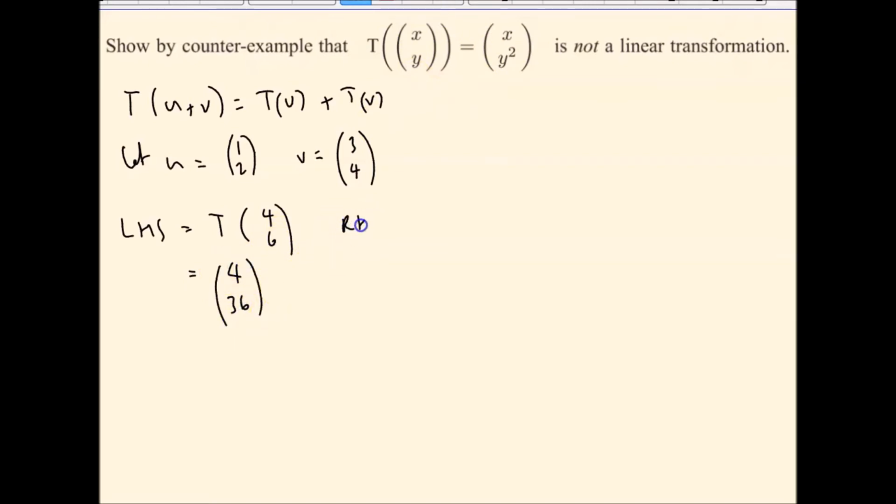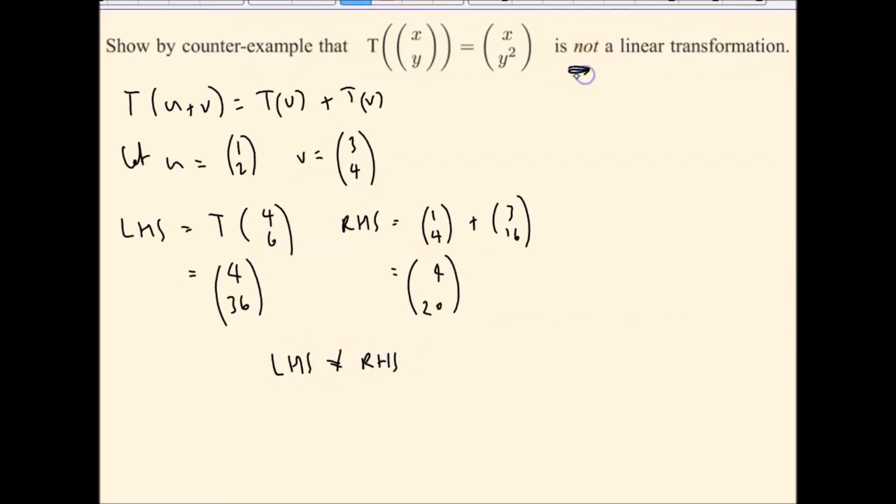Now the right hand side: transforming u under this transformation, that will be (1, 4), since y squared is 4. Now I'm adding the transformation of v, which is (3, 16). And if I add those together, I'll get (4, 20). So in this case, left hand side does not equal right hand side, therefore it's not a linear transformation.